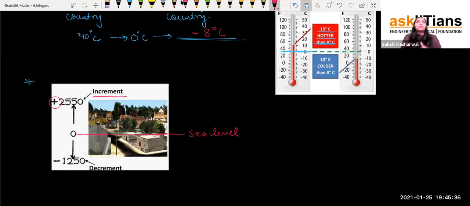If anyone asks you what the temperature is, and you say it's minus 10 degrees Celsius, everyone will automatically understand that it's too cold over there, right? But if you say 10 degrees Celsius, or plus 10 degrees Celsius, it means the temperature is normal. So these are the practical examples where we have to start using these symbols, plus and negative signs, to indicate where we are standing.